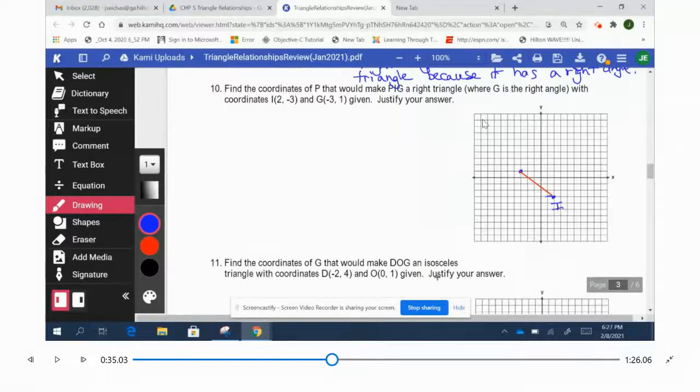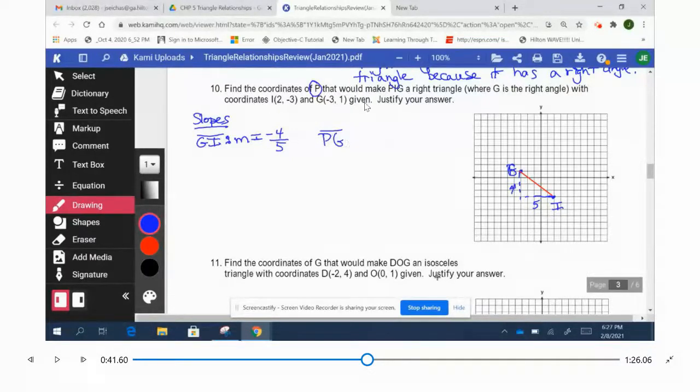All right, number 10. Okay, so I'm going to use slopes or negative reciprocals here. So first I calculate the slope of GI. It's negative 4/5. So the rise is 4, the run is 5, and as we go left to right, we're going down. So that's where the negative comes from.